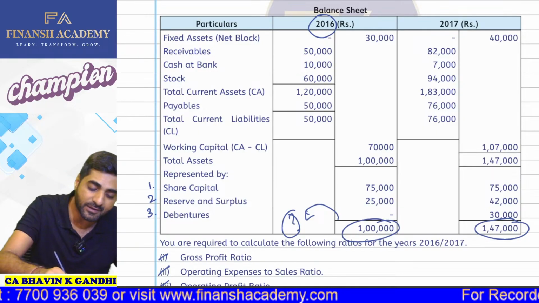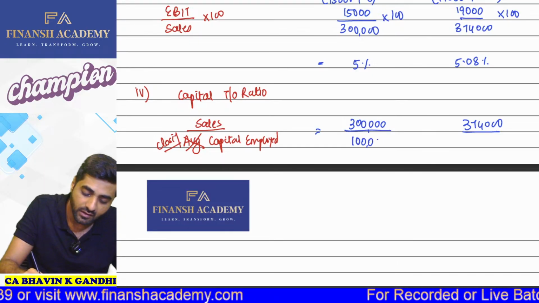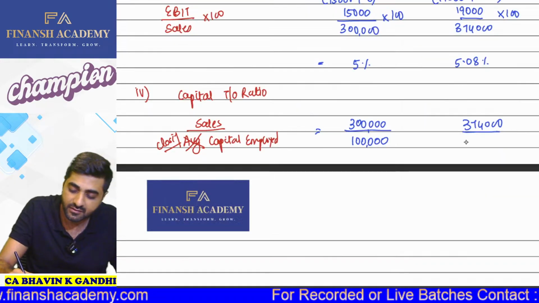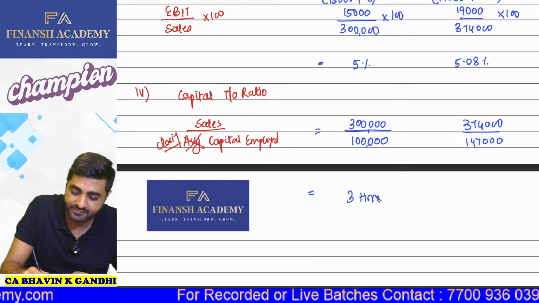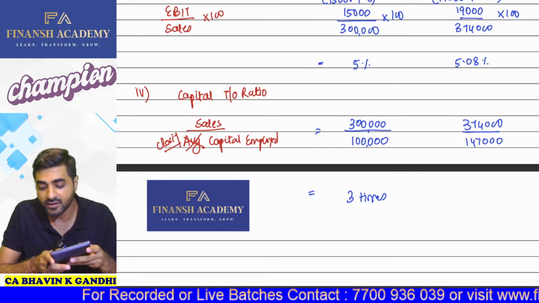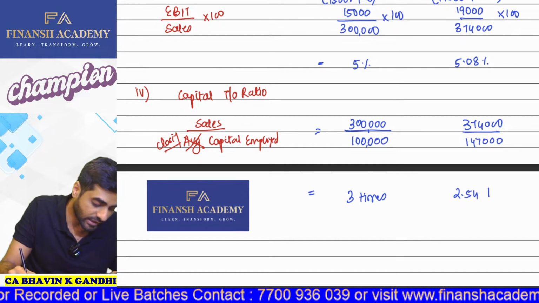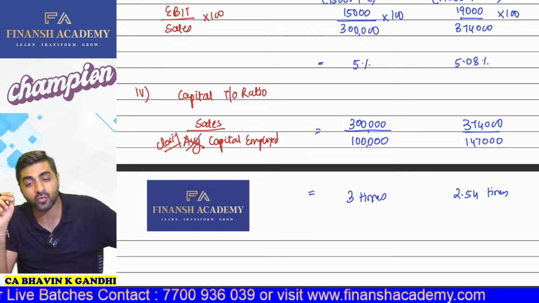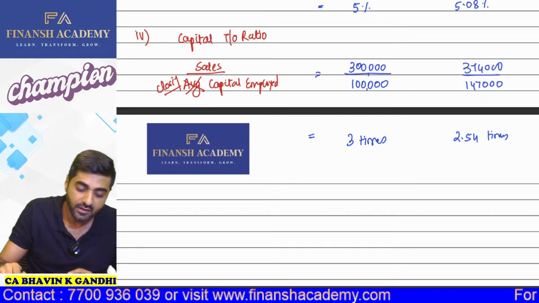Okay. So my total capital employed will be 1 lakh, and here your total capital employed will be 1,47,000. So this will be 3 times, and this will now be 3,74,000 divided by 1,47,000. So this will be nothing but 2.54 times. So this is your capital employed turnover ratio, or your capital turnover ratio, which is 3 times and 2.54 times.